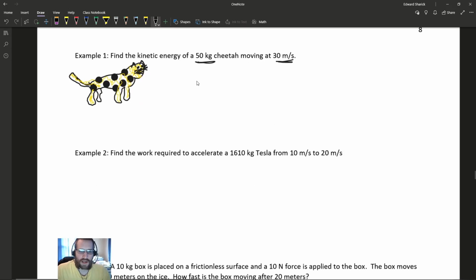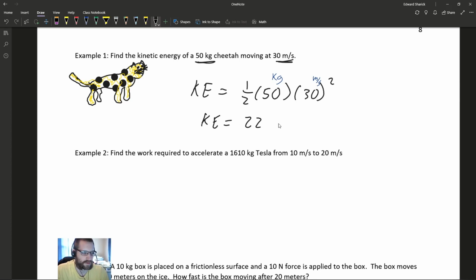All right. So kinetic energy of the cheetah moving at 30 meters per second is 1/2 times 50 times 30 squared. Let's just look at the units here. This is in kilograms and this is in meters per second. So if I do the math out, 1/2 times 50 is 25. 30 squared is 900. Multiply those together and we get kinetic energy of 22,500 joules.